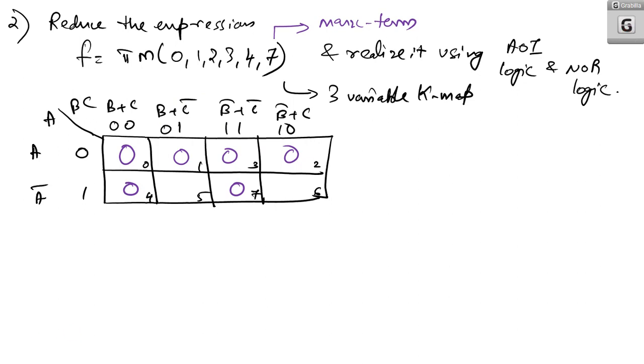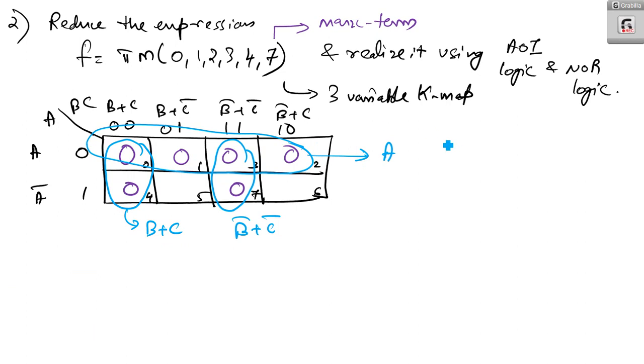So if you are taking quad, what do you get? These 4 form a quad. So if you are getting a quad, you will get A. Again, these 2 form a pair. What is it? That gives B or C. These 2 also form a pair. What is it? That is B bar or C bar.